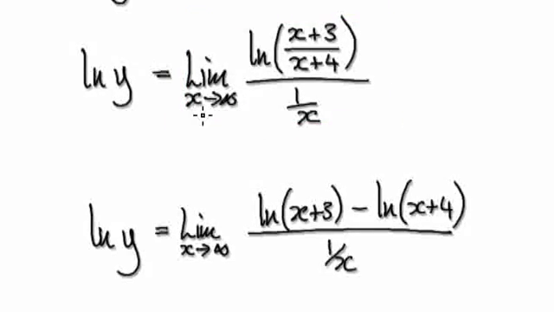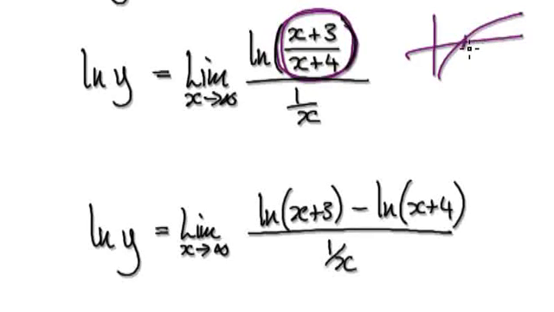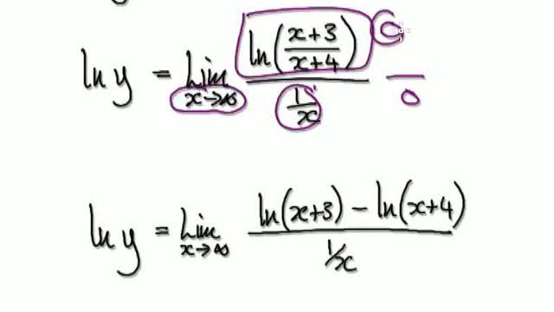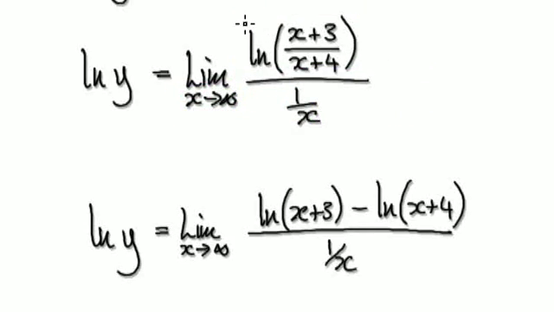As x tends to infinity, this thing here will be 1. Natural log of 1 is 0. So the numerator will be 0. As x tends to infinity, this will be 0. So you've got 0 over 0, which is an indeterminate form. So you can apply L'Hopital's rule.